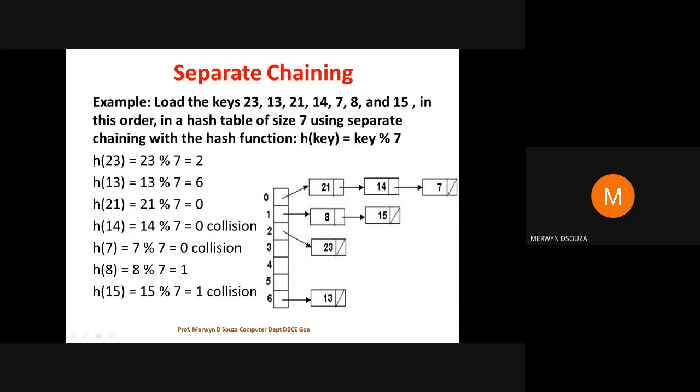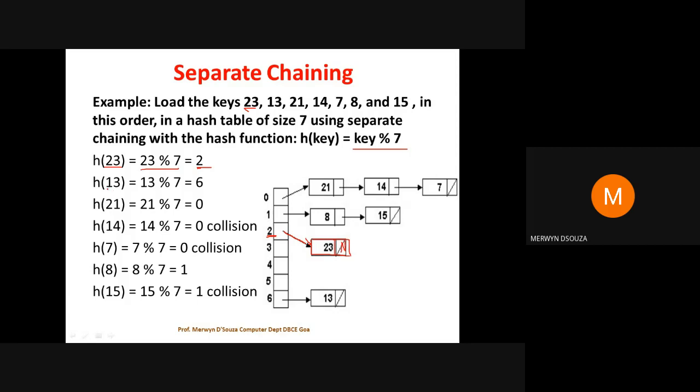I'll show you how. Take the first value and apply the hash function. You get a remainder of 2. Therefore, this value 23 will be inserted here at index 2 as a linked list node. We're going to insert 23, and this will be set as null.